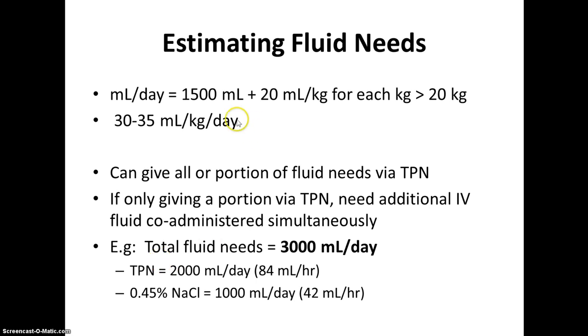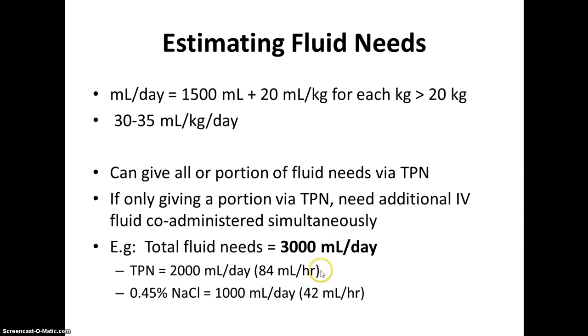If we do the calculations and we estimate the patient's total fluid needs are 3,000 milliliters per day, one strategy would be to give 2,000 of that as TPN and the remaining 1,000 as half normal saline. So TPN would go at 84 mils per hour, half normal saline would go at 42 mils per hour. At the end of the day, these 2 rates going in at the same time continuously will give the patient 3,000 milliliters of fluid per day.